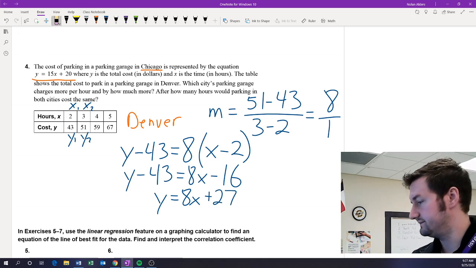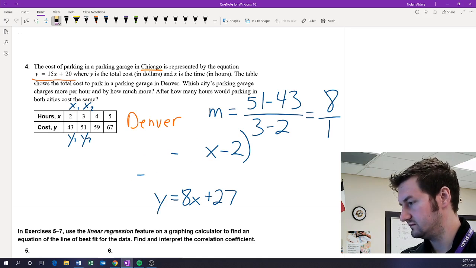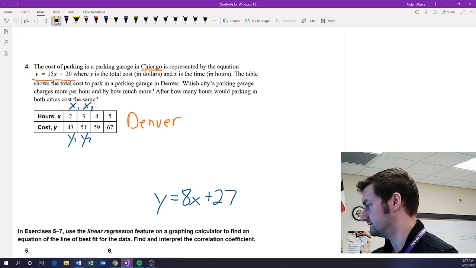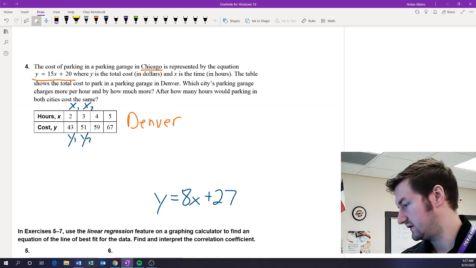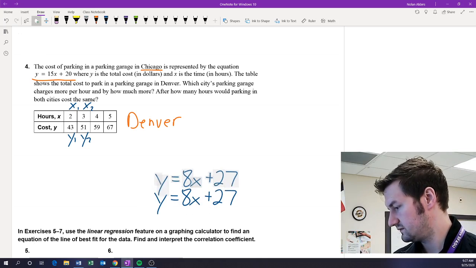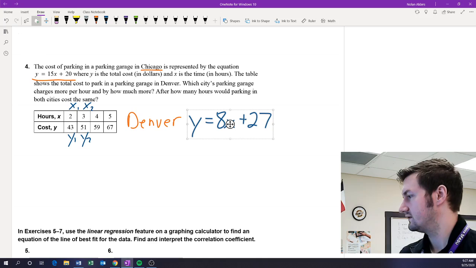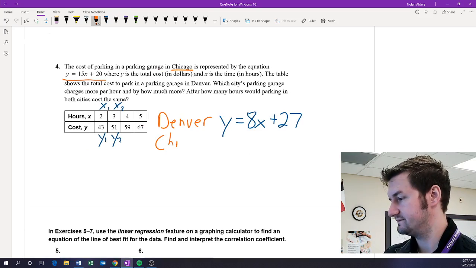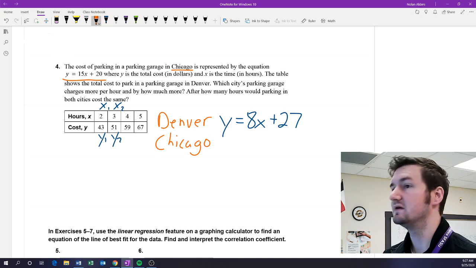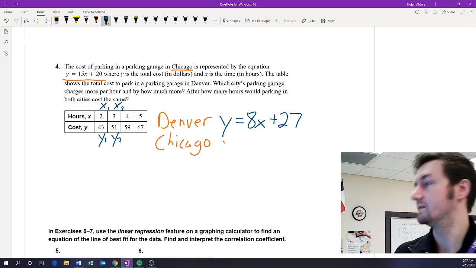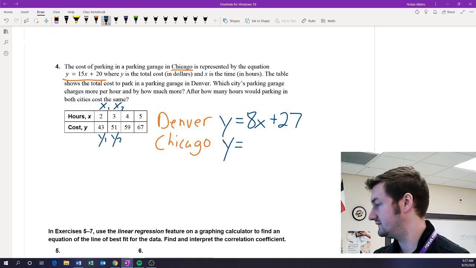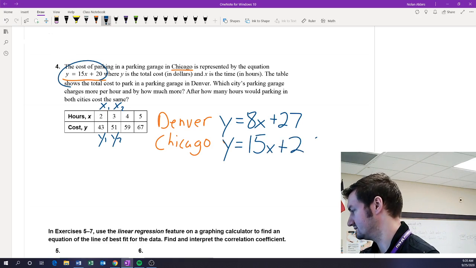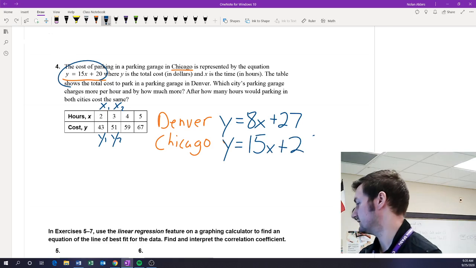So let's erase some of this. And really, we can erase this as well. Okay. Let's see if we can bring this right up here. All right, so that's going to be Denver's equation, and then Chicago is going to be, let's put that in blue, y equals 15x. We're just getting that from the word problem right up here. 15x plus 20. Oops, that's not supposed to be a 26. That's supposed to be a 20.